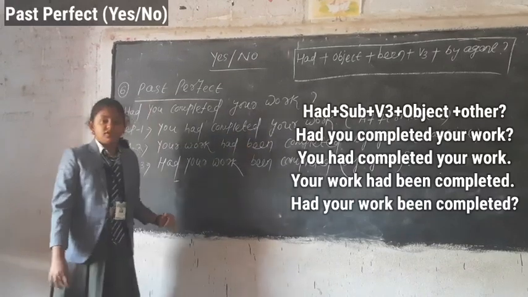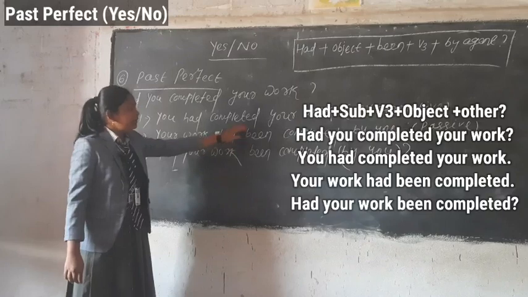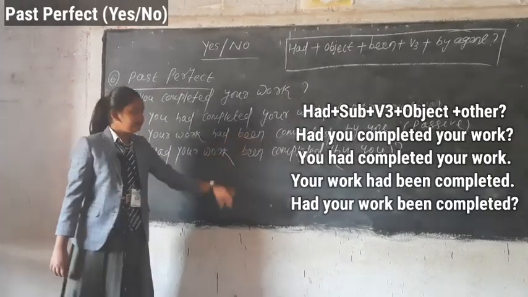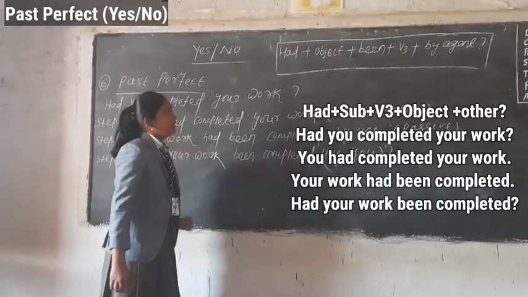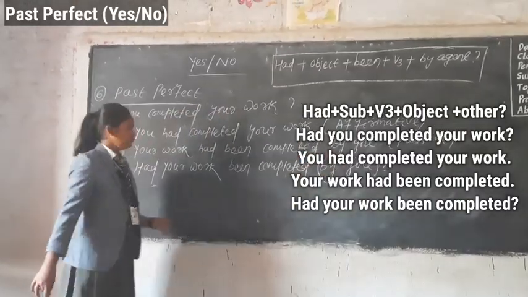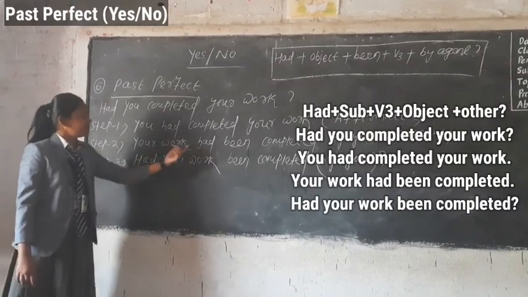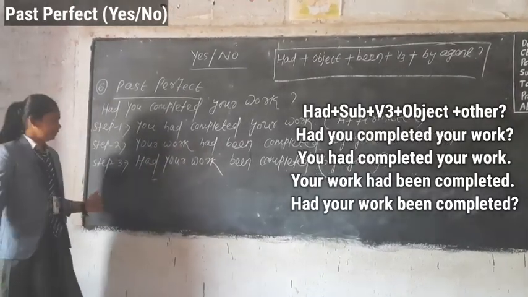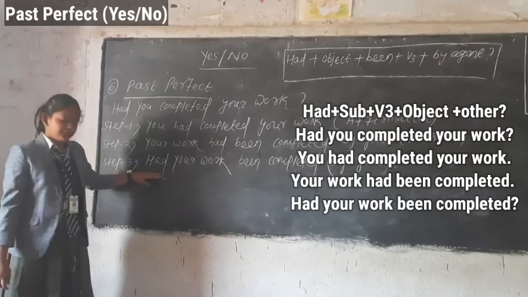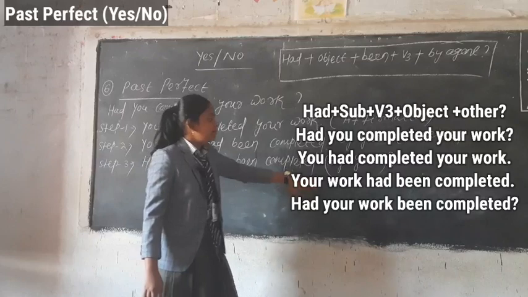Your work was the object here, it becomes the subject in passive voice. Had plus been, been is added in the passive voice. Completed, the verb 3 form, and by agent, by you. Step 3 is to interchange the position of the subject and the auxiliary verb. Had comes to the first: had your work been completed by you?